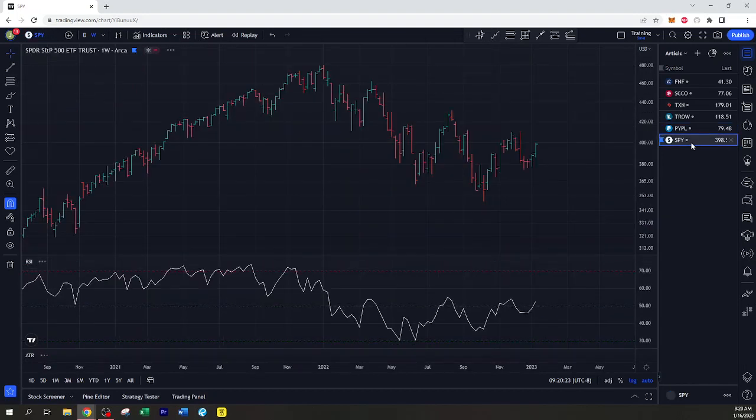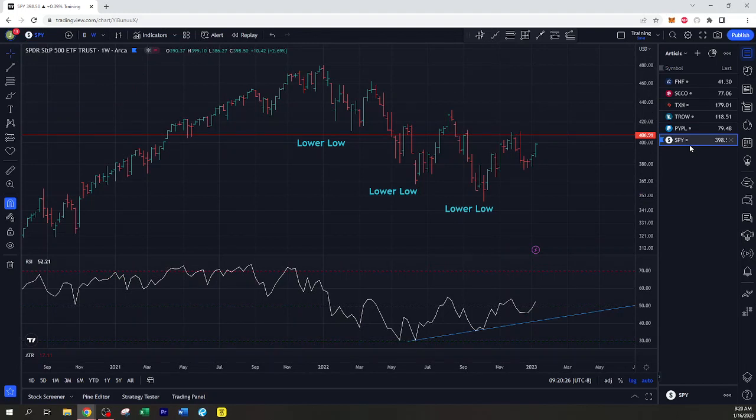As a little treat, I'll leave you with a weekly chart of the S&P 500. Do you see anything important in this chart?